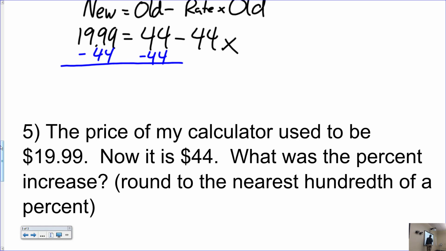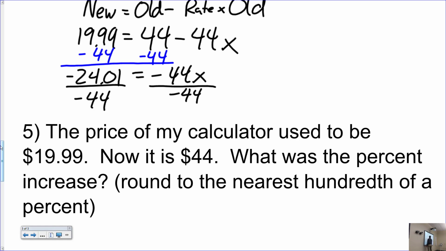Oh, what is that? Negative 24.01 over 1 x. And so what do we do to get x by itself here at the end? And nicely enough, the negatives cancel, so we don't wind up with any sort of negative number. What is x equal to? Somebody punch that out for me.